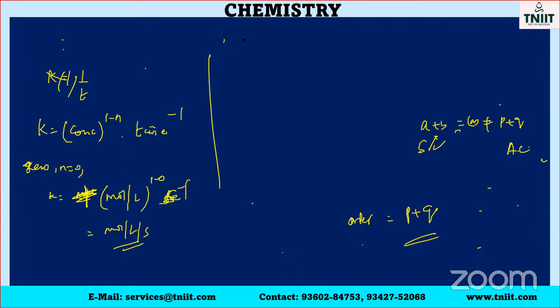For a first order reaction, n will be equal to 1. When n is equal to 1, what will happen? K, the rate constant for a first order reaction, will be mole per liter to the power 1 minus 1, because n is 1 here, per time. 1 minus 1 is 0. Anything to the power 0 is 1. Therefore, per second. The unit for rate constant of a first order reaction is only per second.